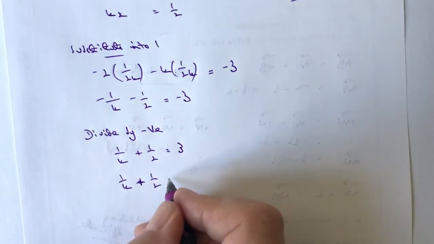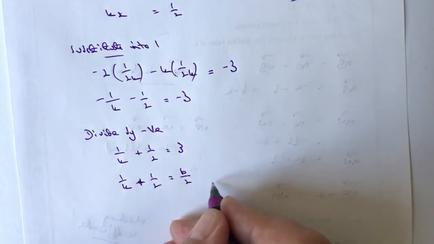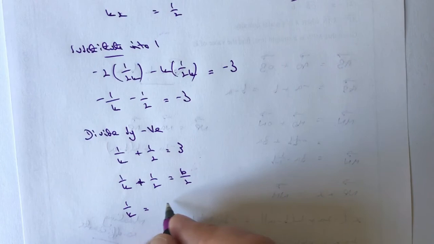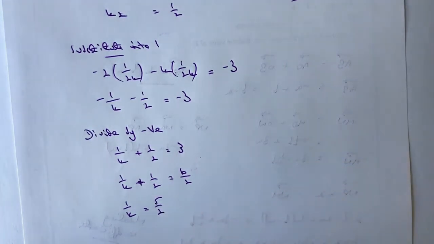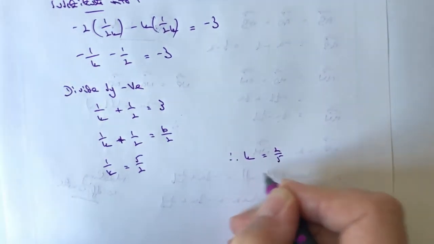Rather than writing 3, I'm going to write that as 6 over 2. Then I'm going to take this half over, so 1 over k equals 5 over 2. This is the inverse of the value of k. So therefore, after all this time, k equals 2 over 5.